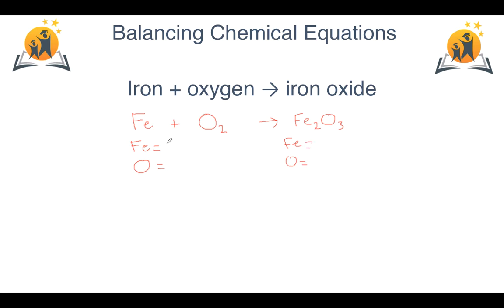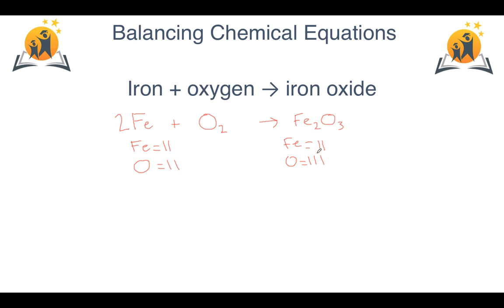Let's count them now. So we have 1 iron atom and 2 oxygen atoms on the reactant side, and 2 irons and 3 oxygens on the product side. Is it balanced? The answer is no. So first of all we can balance the irons by putting a multiplier of 2. So now we have 2 iron atoms. Retally. Still not balanced.